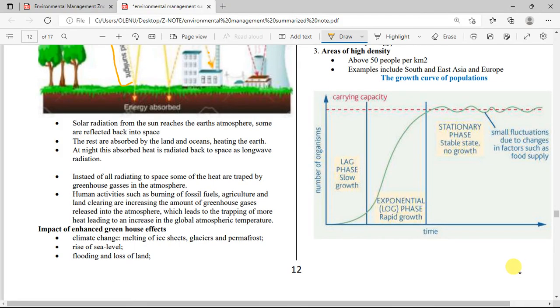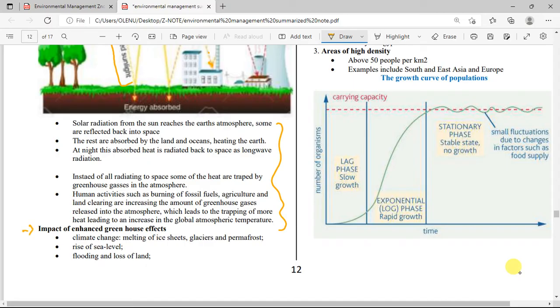So this is more like an explanation of it. You can actually pause the video and read through this to give you a better explanation of what I just said. Solar radiation from the sun reaches the Earth's atmosphere, and some is reflected back into space. The rest is absorbed by land and ocean, heating the Earth. So at night, this absorbed heat is radiated back to space as long wave radiation. So you can read through it, you get the whole concept clearly.